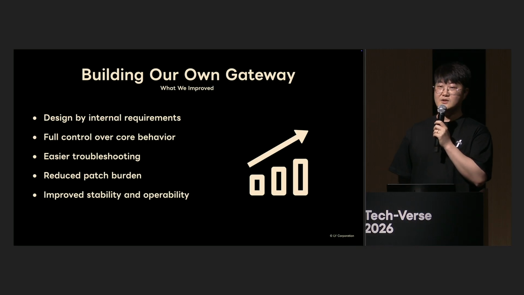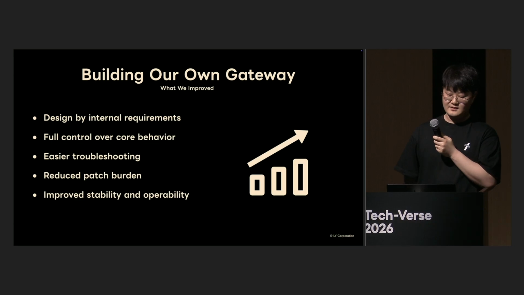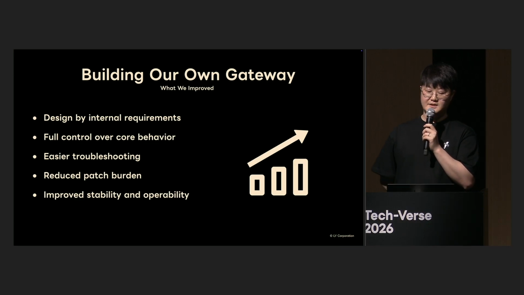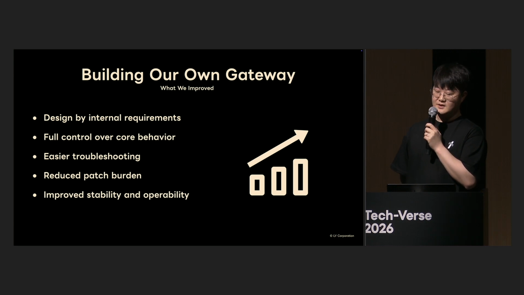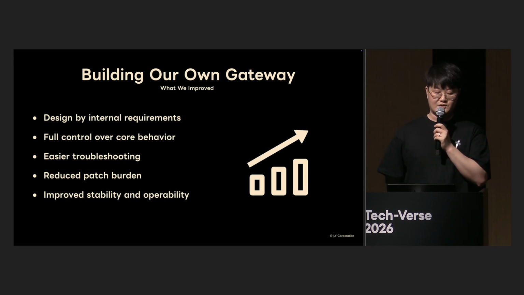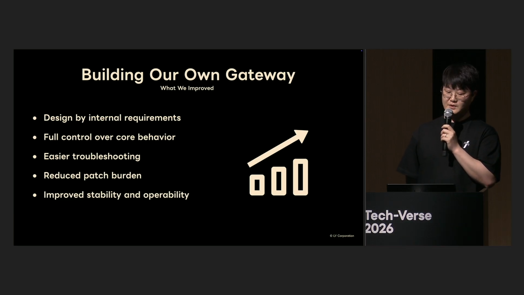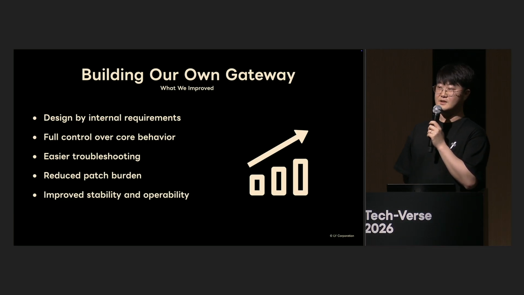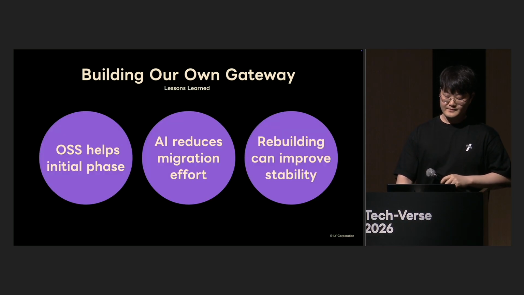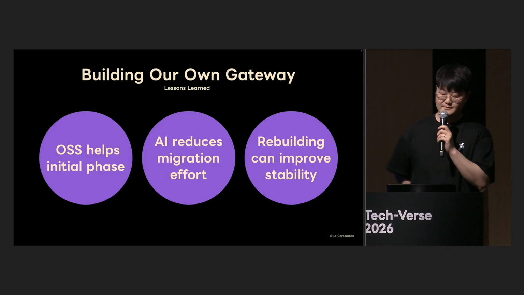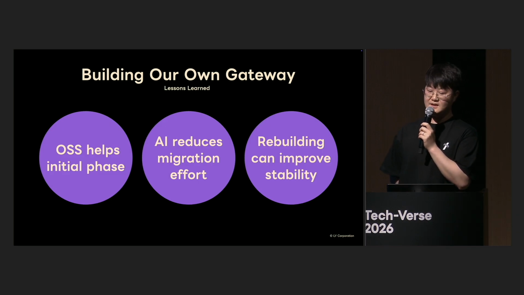Also, as we re-implemented it in Go, it has become easier to analyze failures and debug using familiar languages and tools within the team. And as we no longer depended on upstream or forks, we shortened the patch cycle, and we were able to quickly implement necessary feature improvements. Finally, based on these changes, operational stability and convenience have been improved. The lesson we learned from this experience is that while open source is a good choice for a quick start, it may not always be the right choice for our specific situation.